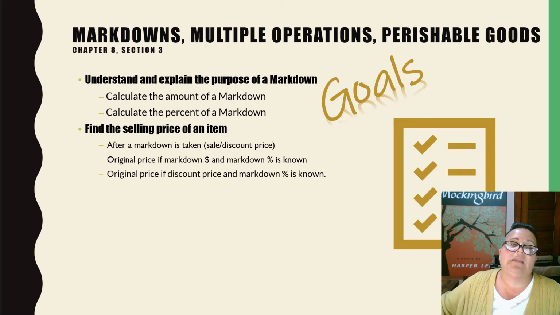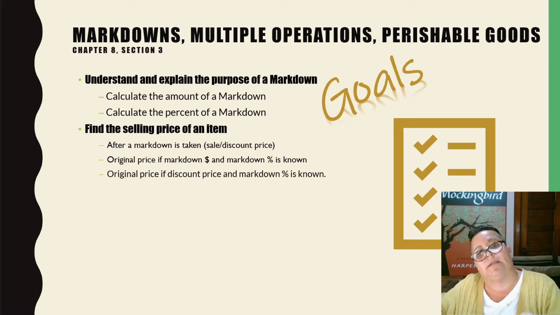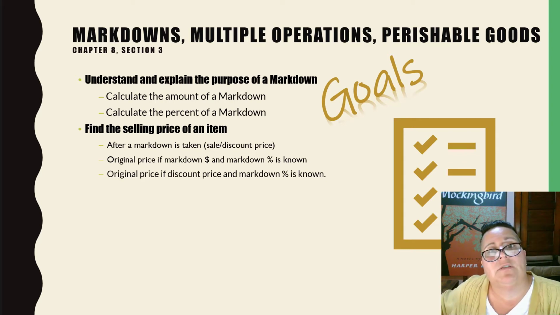We want you to be able to find the original price if you know the markdown amount and the markdown percent. So if I know that I took 10% off of something and that was $30, can you work your way back to what the original price was? And can you find the original price if the discount price and the markdown percent are known? So if I know I took 30% off and the resulting price is, let's say, $7, can you work that backwards to what the original price might have been?